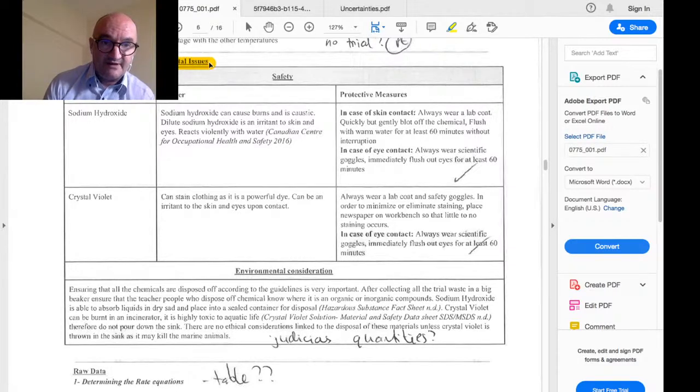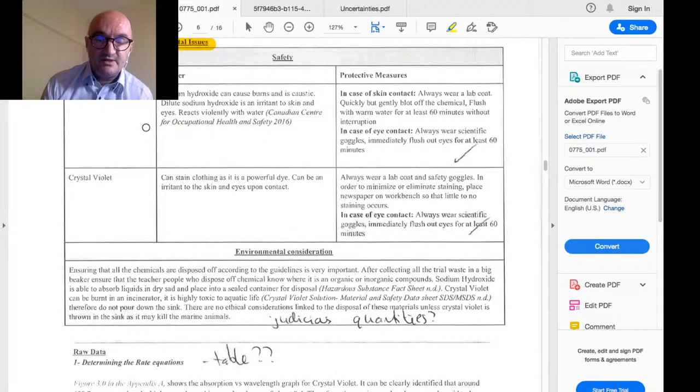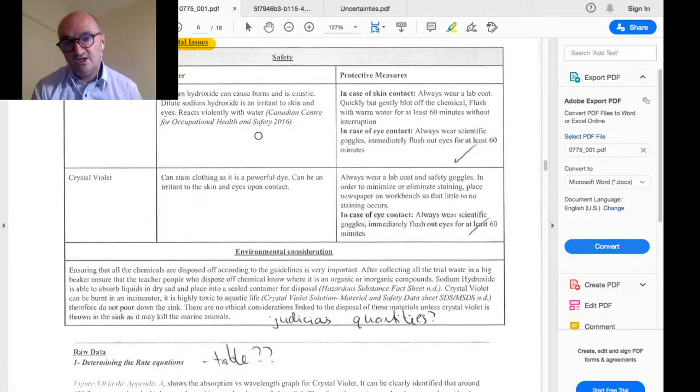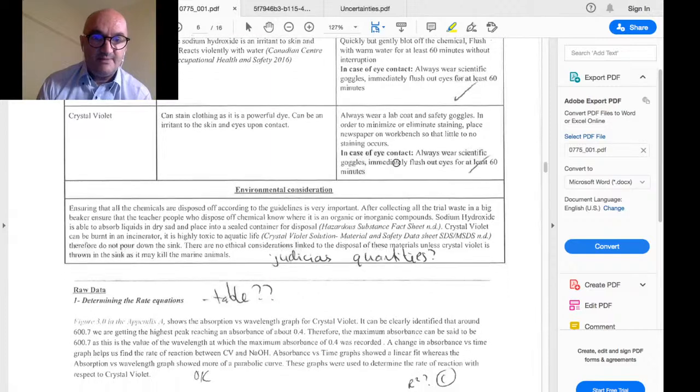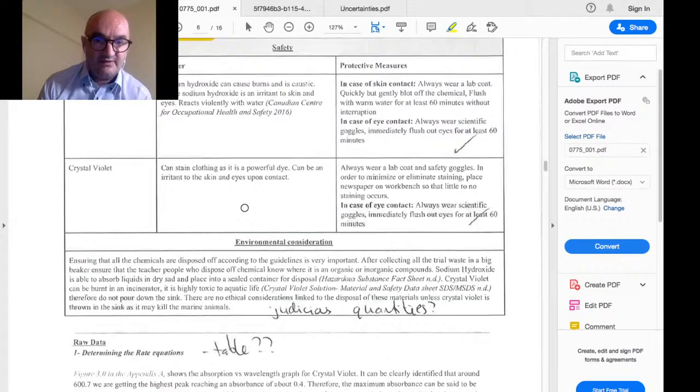Safety, ethical, environmental. Often the ethical and environmental are missing. Safety, you can use anything. You can use the occupational safety health and data sheets. You can use CLEAPS from the UK. You can use any of the chemical suppliers. They'll give you fantastic safety data. The environmental and the ethical is often sparsely done, not done, or rarely done very well.